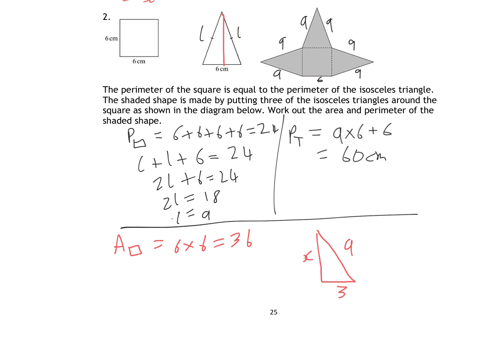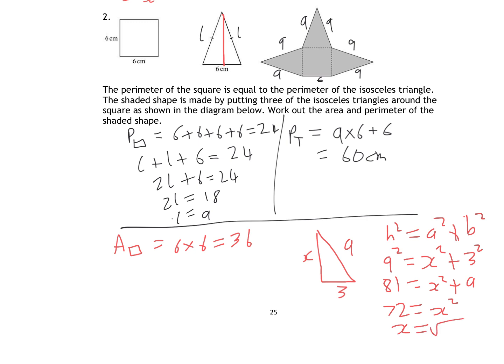I can use Pythagoras' theorem to work that out. The hypotenuse squared is equal to the short side squared plus the other short side squared. Or a squared plus b squared equals h squared. The hypotenuse squared is 9 squared, and that's equal to x squared plus 3 squared, which is 81 equals x squared plus 9. So x squared would be 81 minus 9, which is 72. So x is the square root of 72. I'll not write that as a decimal, I'll just leave it as root 72.